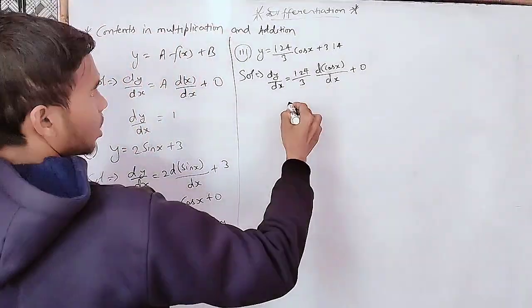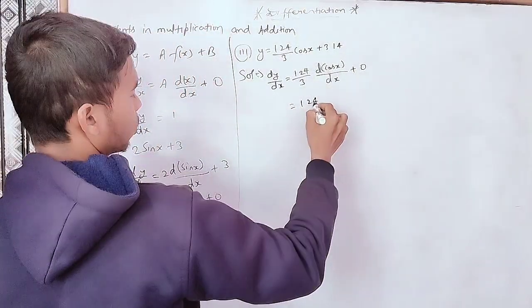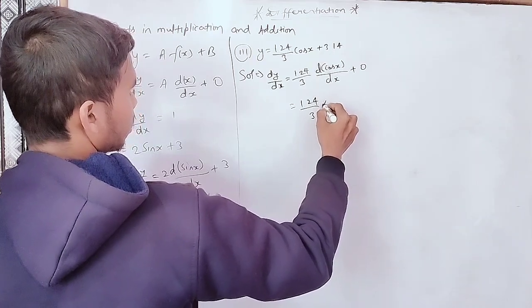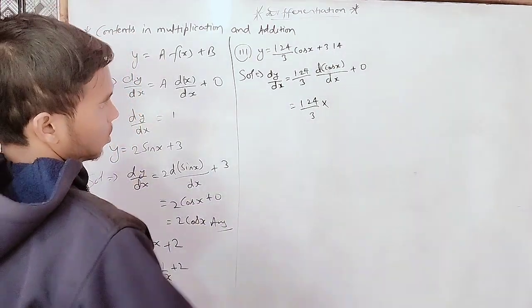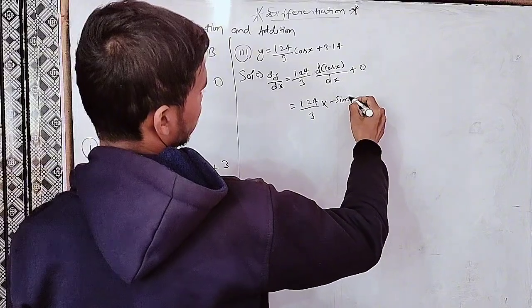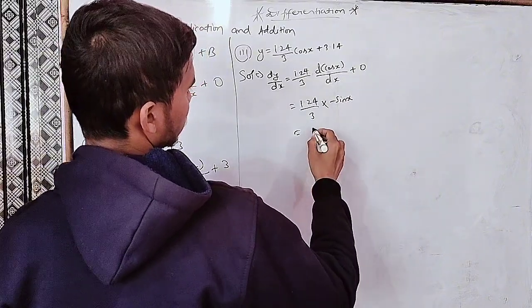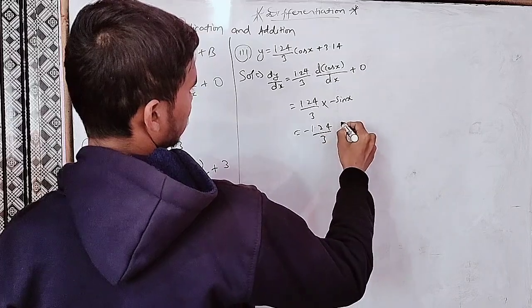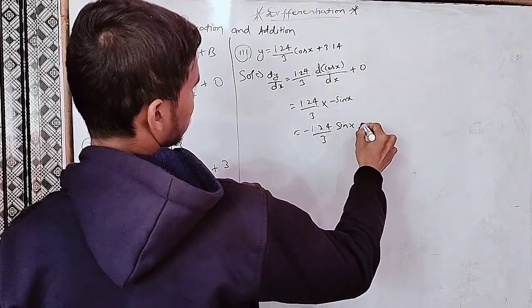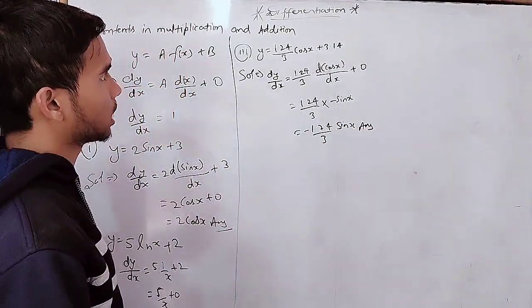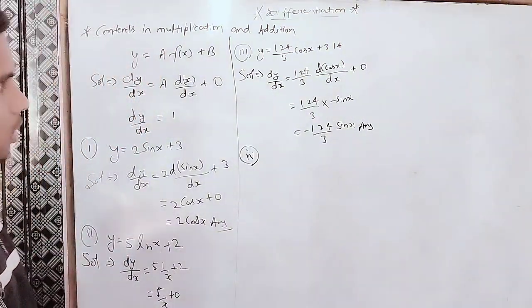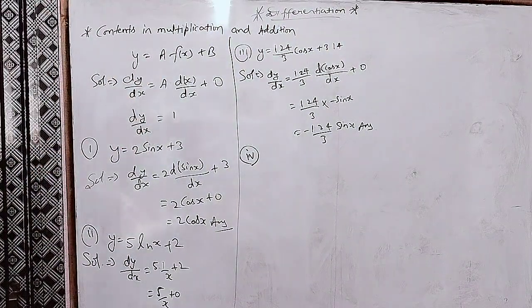Okay. Now 1.24 by 3 cos x. So minus sin x, minus 1.24 by 3 sin x. That's it. Okay. Shall we move on to the next question?